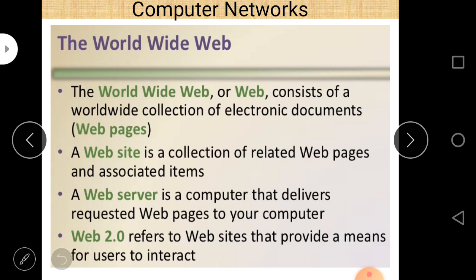The web server may be asked in your examination. Also define web server. A web server is a computer that delivers requested web pages to your computer. That is the simplest definition. And the World Wide Web consists of a worldwide collection of electronic documents, also known as web pages.